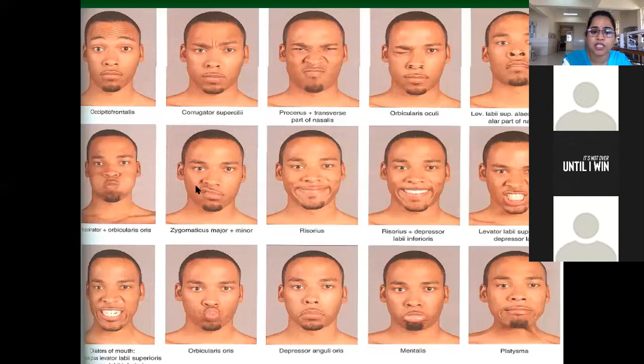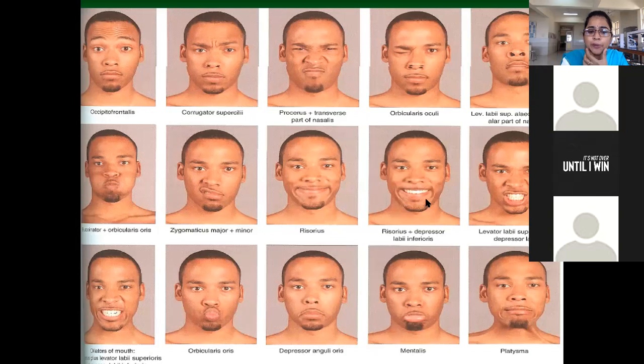This requires buccinator and orbicularis oris. Okay, zygomaticus major and minor. Of one side, when it is contracting, you can see the raising of upper lip on one side. This is risorius. Risorius is the muscle of the angle. Remember, along with the platysma, risorius. When it contracts, you can see that the angle is stretched on both sides. Risorius plus depressor labii inferioris. Single muscle is not acting. You always have a combination of the muscles. So this is how you can see depressor labii inferioris, the lower lip.